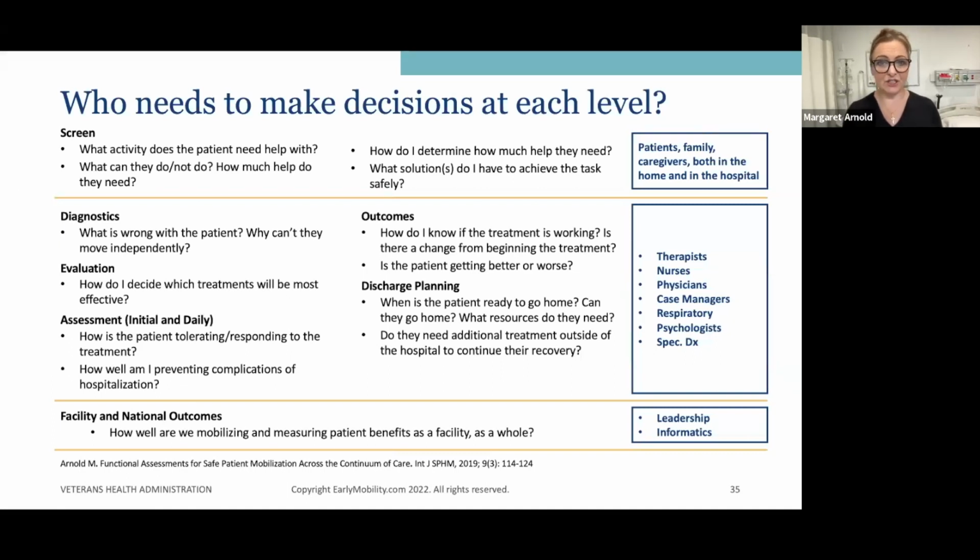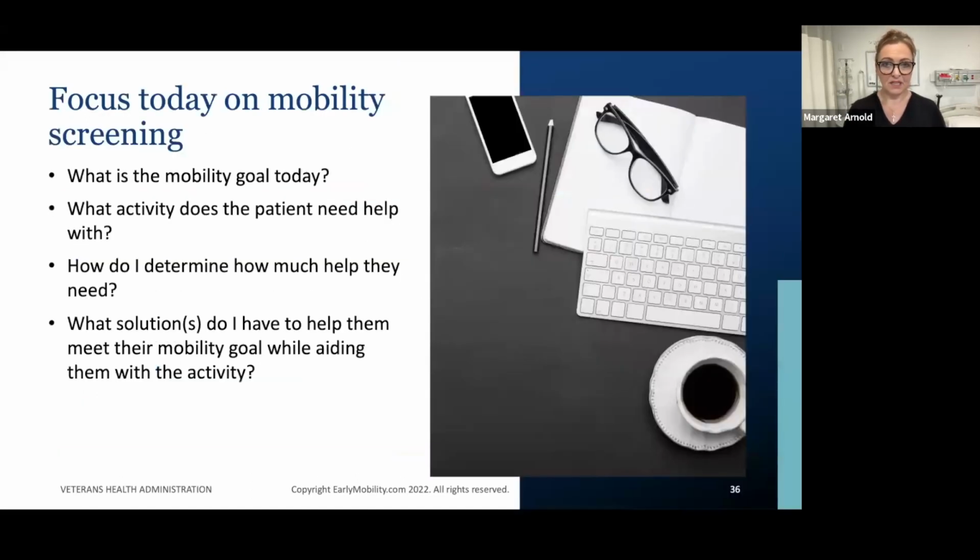And then discharge planning tools help us understand when the patient's ready to go home, what kind of resources they need. Do they need additional treatment outside of the hospital? And then we have facility and national outcomes, which looks at how well we are mobilizing and measuring our patient benefits as a facility compared to national benchmarks. The focus today is going to be looking at mobility levels and what kind of activities and equipment we can use to build mobility into daily care, utilizing the equipment solutions that we have with our safe patient handling programs.